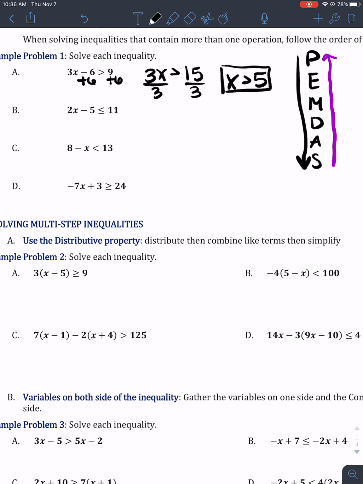So then I have 2x minus 5 is less than or equal to 11. So I'm going to add 5 to both sides. And then I have 2x less than or equal to 11 plus 5, which is 16. So now it's just a one-step. So I'm going to divide by 2. And when I do, I get x is less than or equal to 8.